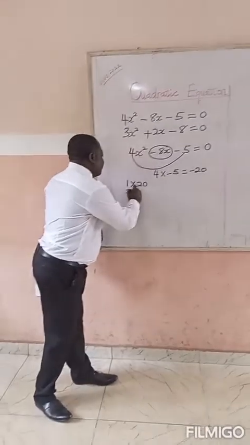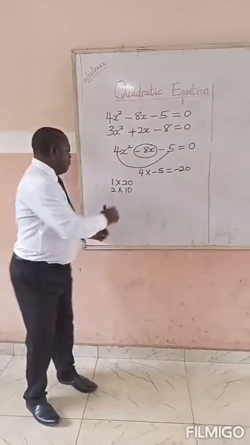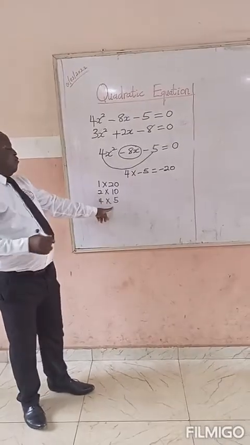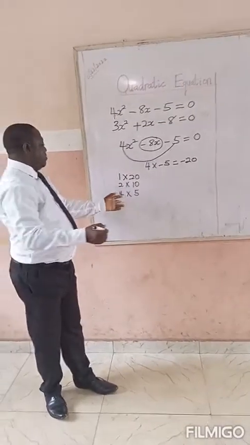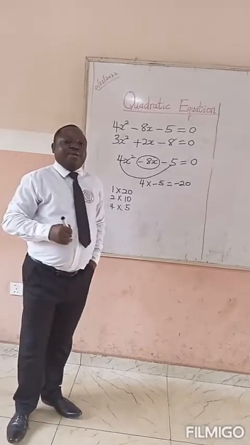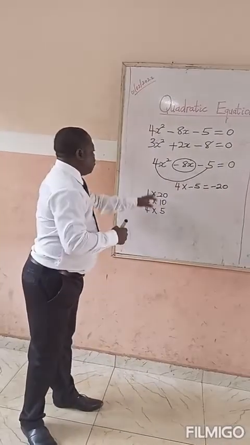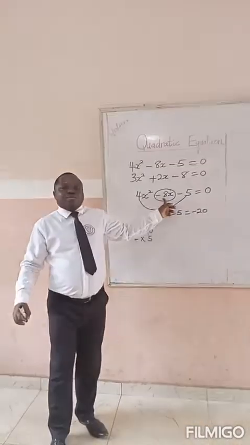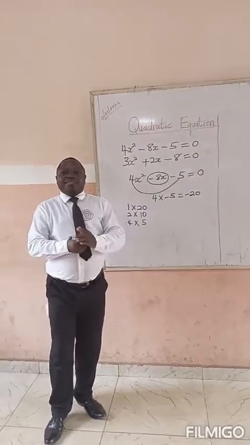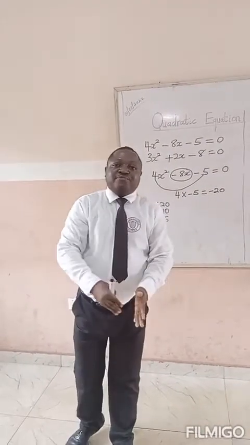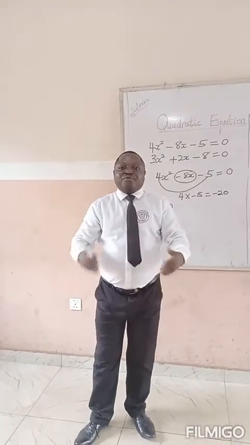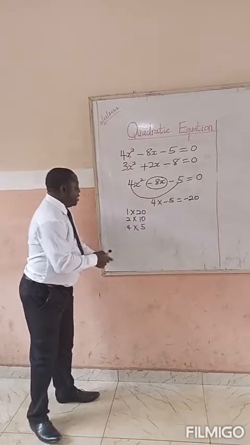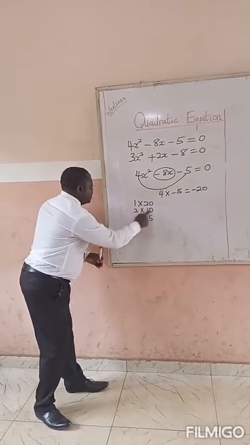Then 2 times 10 will give us 20. 4 times 5 will give us 20. And also 5 times 4 will give us 20. And 5 times 4 is the same thing as 4 times 5. So we want to stop here. Then out of these combinations, which of them can give us minus 8 when we manipulate? Manipulate in the sense that putting minus in front of a number or putting minus in front of the two numbers. So to get minus 8 from this combination, 2 and 10 is right for us.